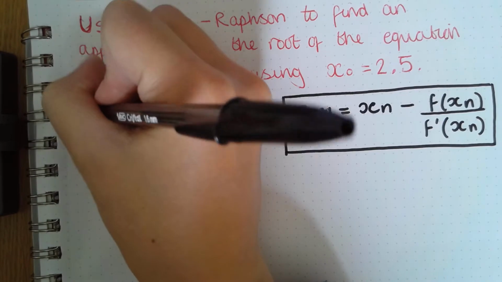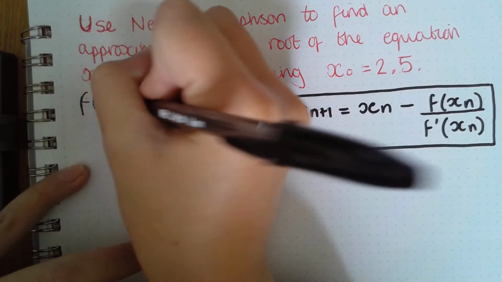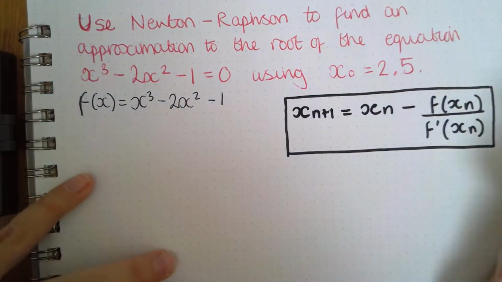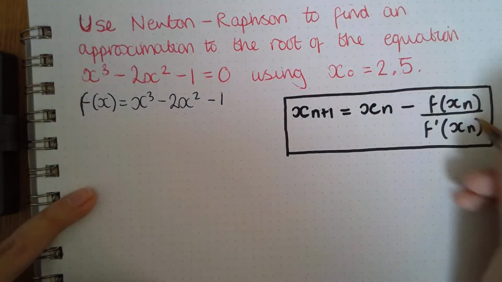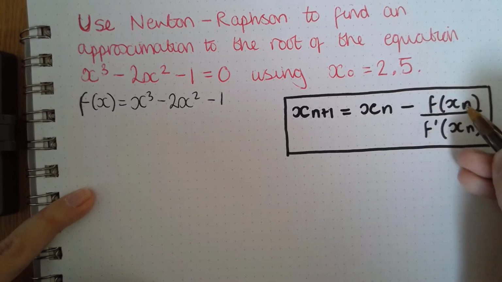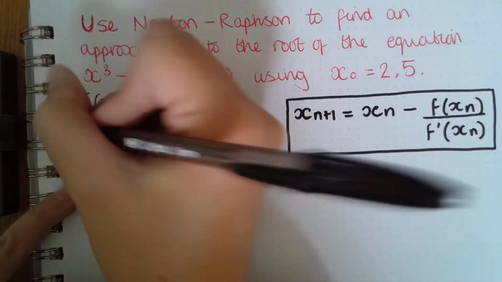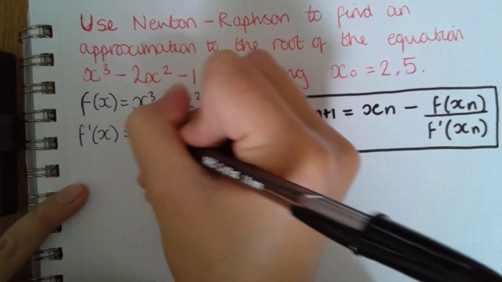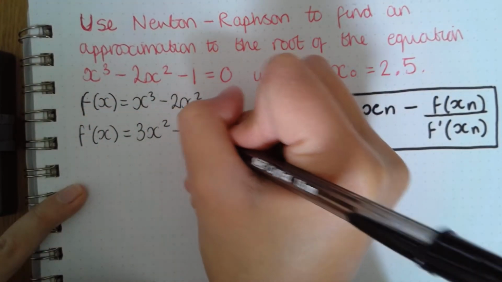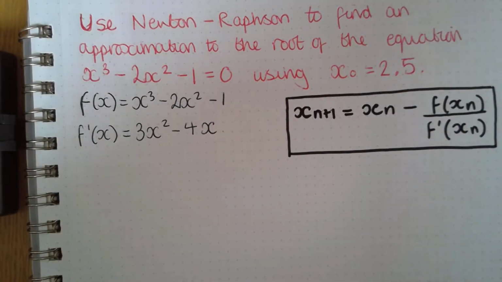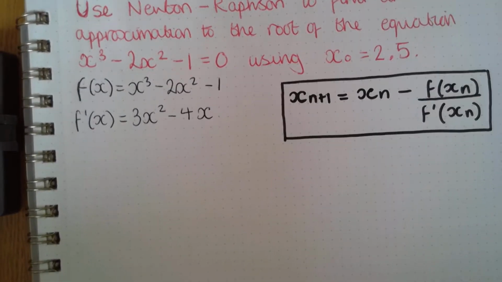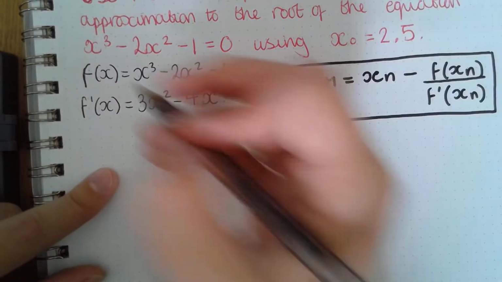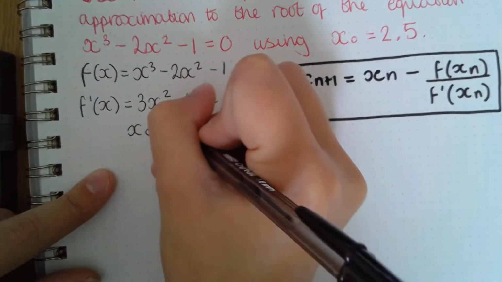So we know that f of x is equal to x cubed take away 2x squared take away 1. We've got the f of x, and we need to find f prime. So f prime of x is equal to 3x squared take away 4x. Remember we differentiate. And we've got x naught is 2.5.